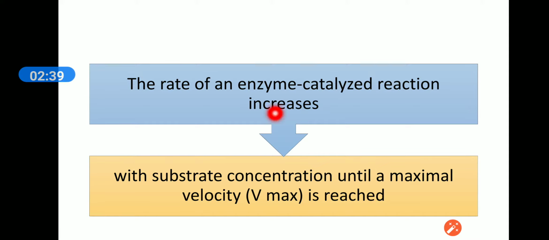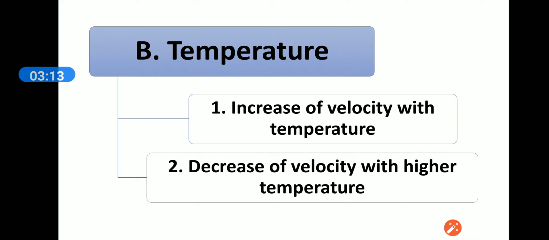The rate of an enzyme catalyzed reaction increases with the substrate concentration until a maximal velocity is reached. Initially, when the reaction starts, the rate of the enzyme catalyzed reaction increases. But after some time, when the maximum velocity is achieved, it becomes static. We will describe this further in our next lecture. Okay, the second parameter is temperature.